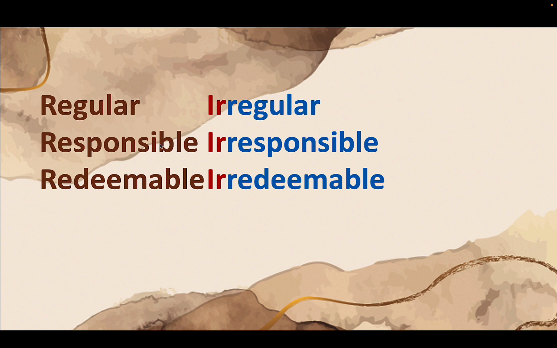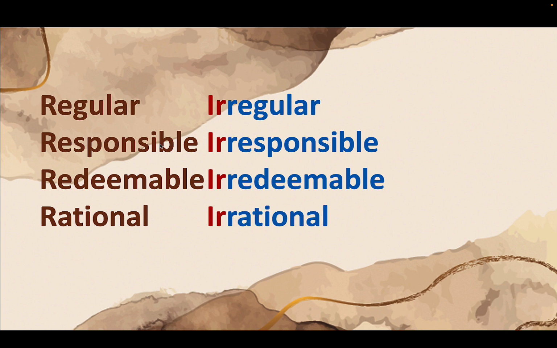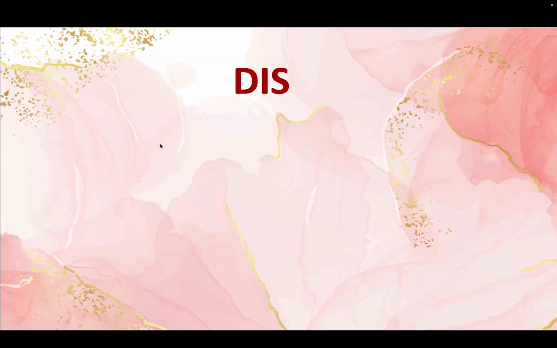He's irredeemable. Rational. Someone is very rational, follows logic, and accepts good argumentation. Or someone is irrational. He acts strangely for no reason at all. He's irrational in his actions and in the way he thinks. He's irrational. Let's take a look at the prefix dis and look at a few examples.